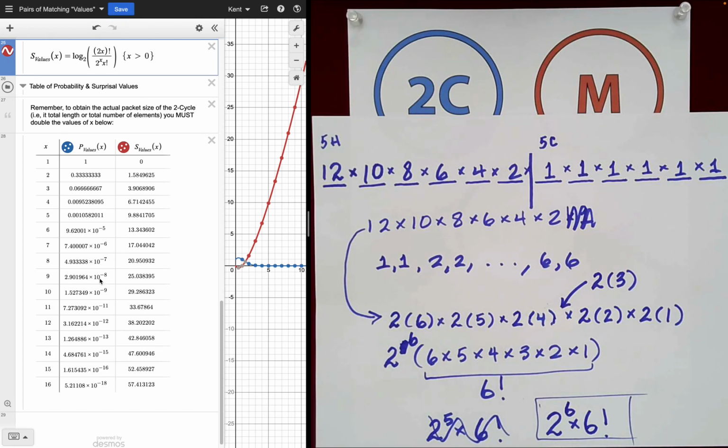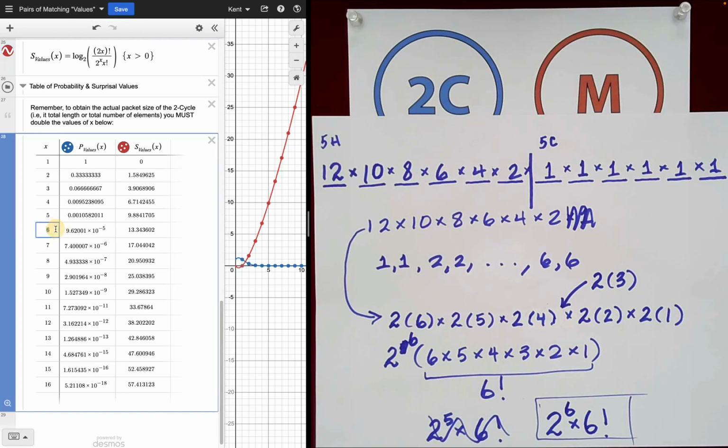So if we want to find the surprisal value for that opening performance that we showed you, we would look up 6 for x. The surprisal value is 13.34 bits. And if you've been watching any of the videos in this series, you have some ideas as to how to interpret that. We'll go ahead and just round down to 13 bits.